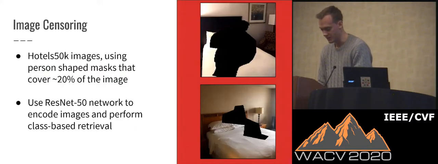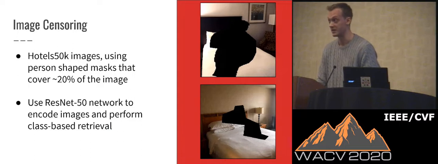Our second experiment involves inpainted images from the Hotels-50K dataset, which is a large dataset of hotel rooms from across the world. This time, the masks are contiguous and localized to one area of the image, simulating the scenario for when a person or object in the photo should be censored before it is used in an image search.